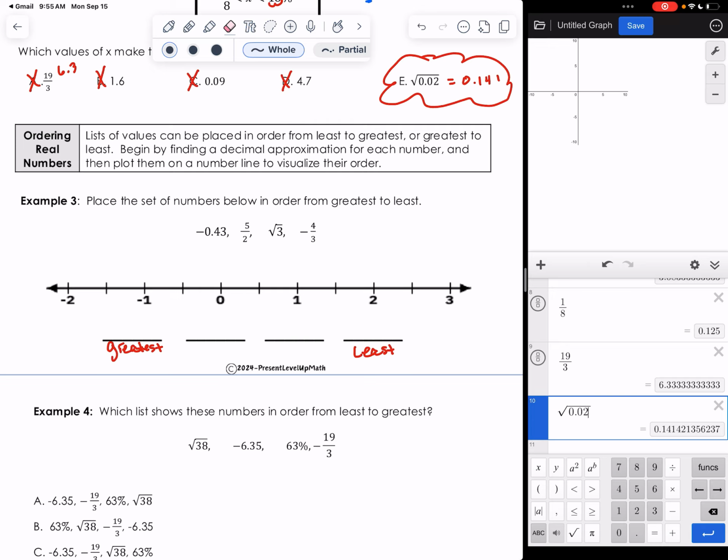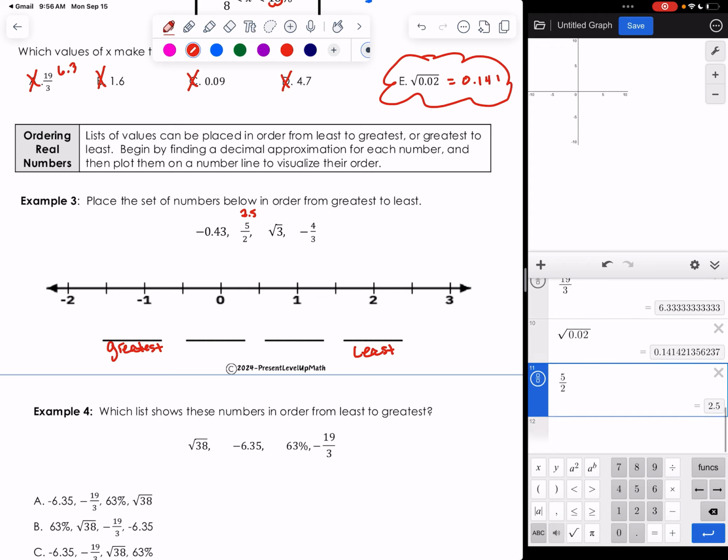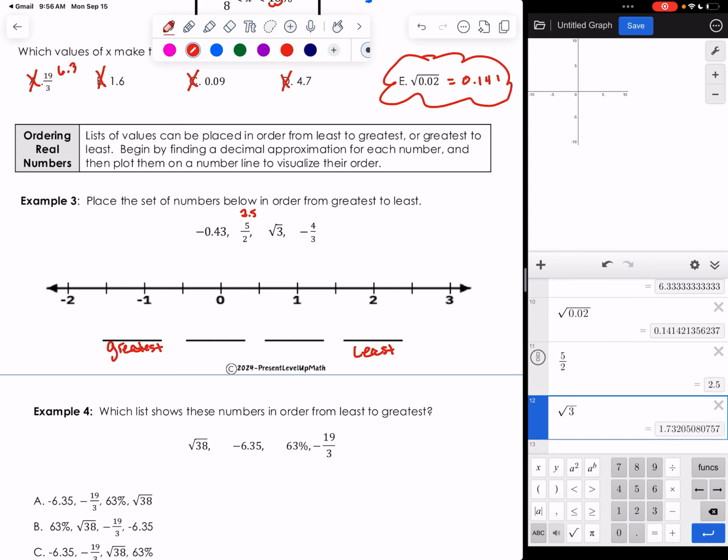First thing we want to do is take each number and turn it into a decimal if it's not already a decimal. So negative 0.3 is already a decimal. And then we're going to get 5 over 2. 5 divided by 2 is 2.5. Now we need square root 3. Square root 3, I'll round that to say 1.7. And then negative 4 over 3. So negative 4 divided by 3 is negative 1.3. All right, now let's put these on the number line.